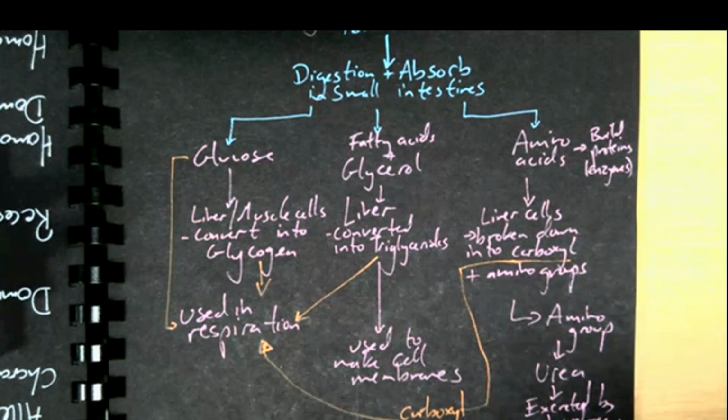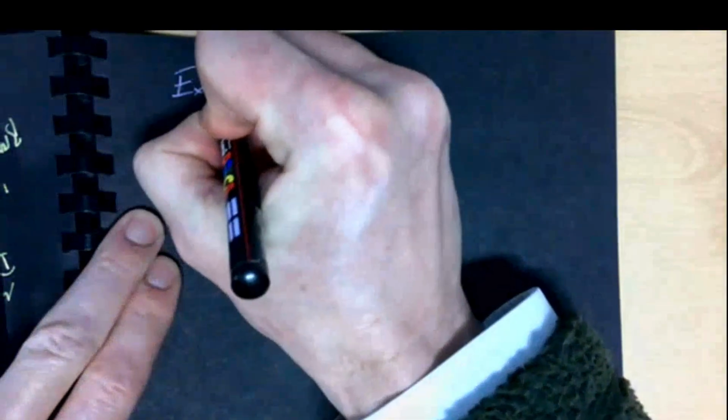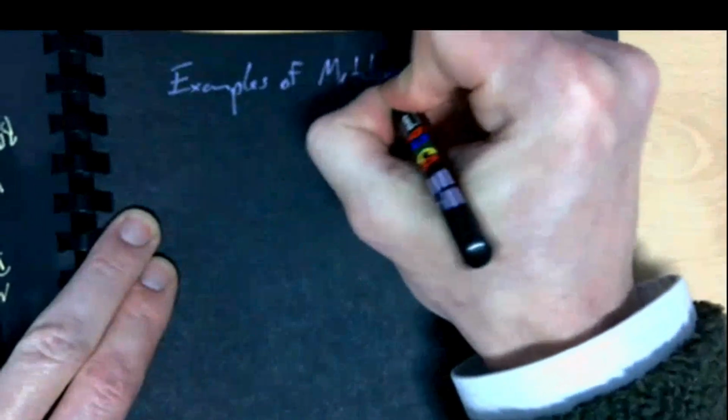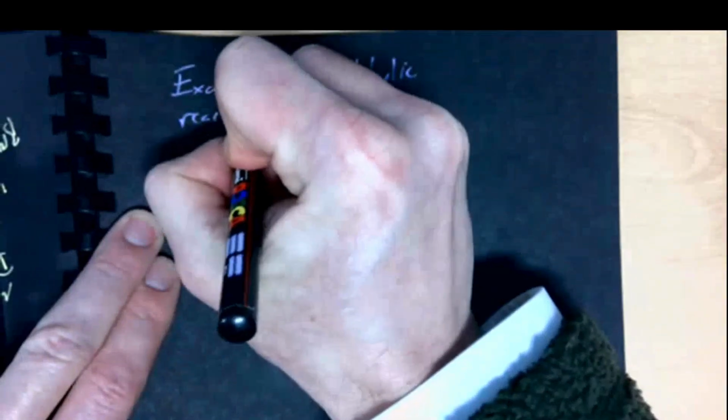And then the final little thing for me then is just some examples of metabolic reactions. We'll just list very quickly, and again, this could just be one revision card. We'll just list some examples of metabolic reactions. So, firstly, carbohydrates.